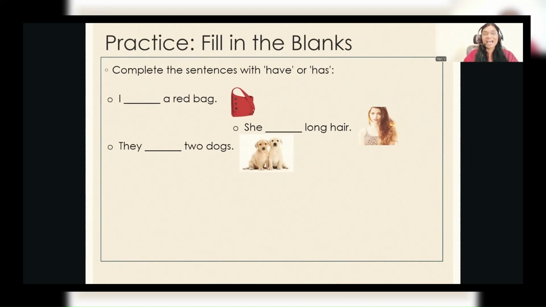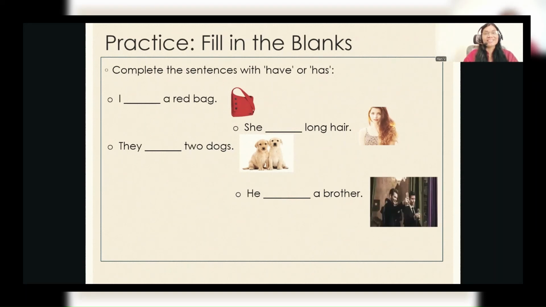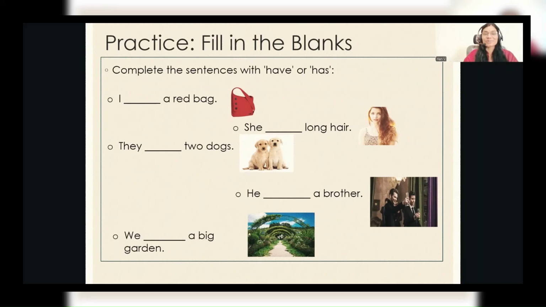They have two dogs. He has a brother. That's fantastic. And this is the last and final question for you. What is this? We have a big garden. If you're correct, that's great. If you're wrong, please correct yourself.